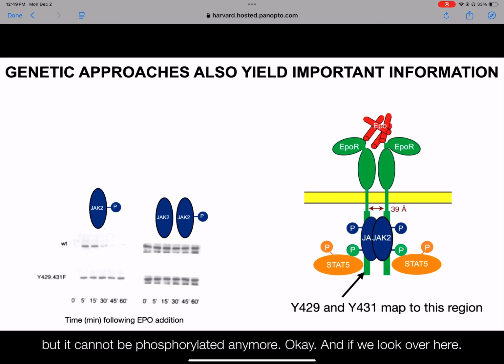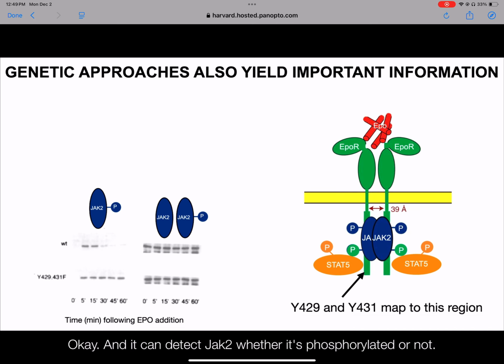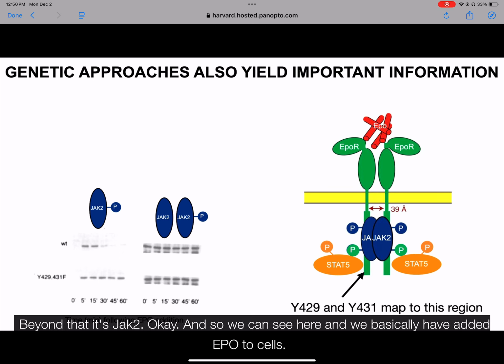And if we look over here, these are Western blots, right? So we're looking at protein levels, okay? On these two blots, we are using an antibody that can detect JAK2, the kinase, okay? It can detect JAK2 whether it's phosphorylated or not. It's not a terribly specific antibody. It's specific to JAK2, but it doesn't care beyond that, okay?